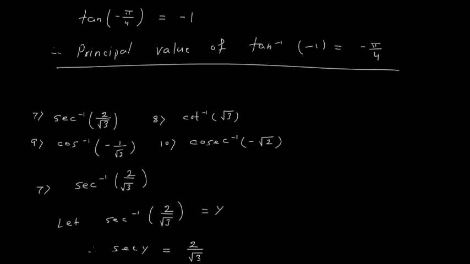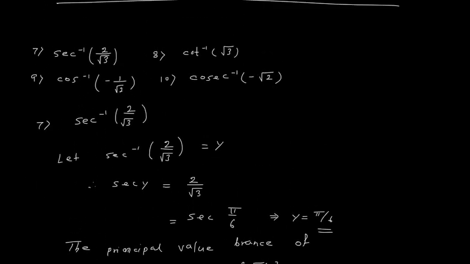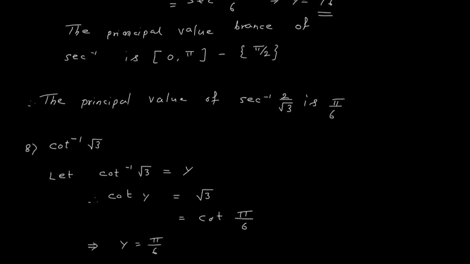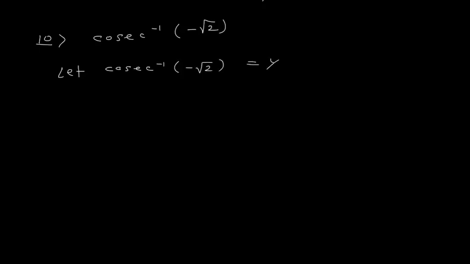And then we have 10th one, cosec inverse minus root 2. 10th problem is cosec inverse minus root 2. Now here I will consider, let this cosec inverse minus root 2 is equals to y. So therefore, cosec y is minus root 2.